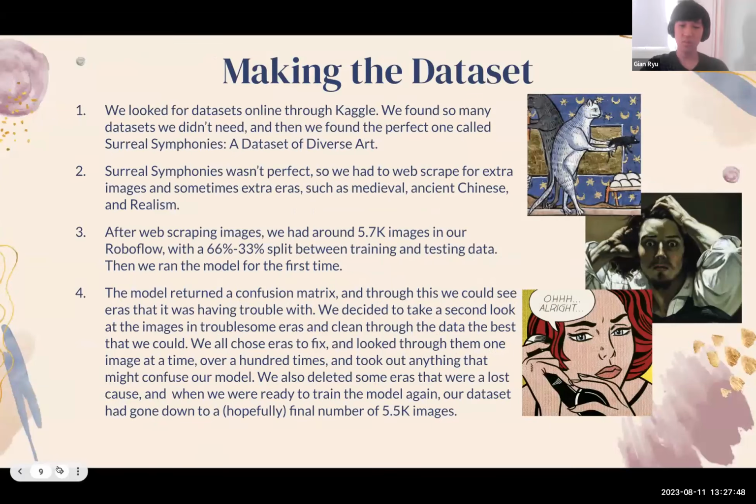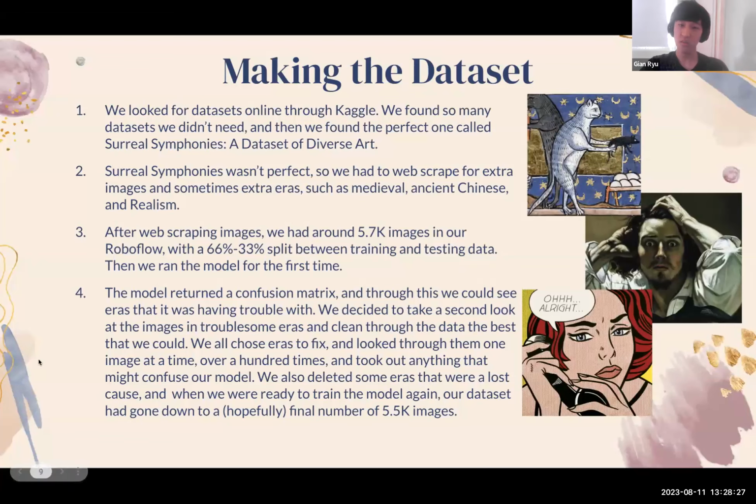But to make the model, first we need to find a data set. We looked online through Kaggle to find a data set. Kaggle is a website with tons of data sets of all kinds of things, but we were specifically looking for data sets with paintings labeled with different eras. We eventually found one called Surreal Symphonies, but Surreal Symphonies was missing eras we wanted, and it had extra eras we didn't need. So after messing around with that in Roboflow and also web scraping for extra eras, we had about 5.7K images with a 66-33 split between training and testing data.